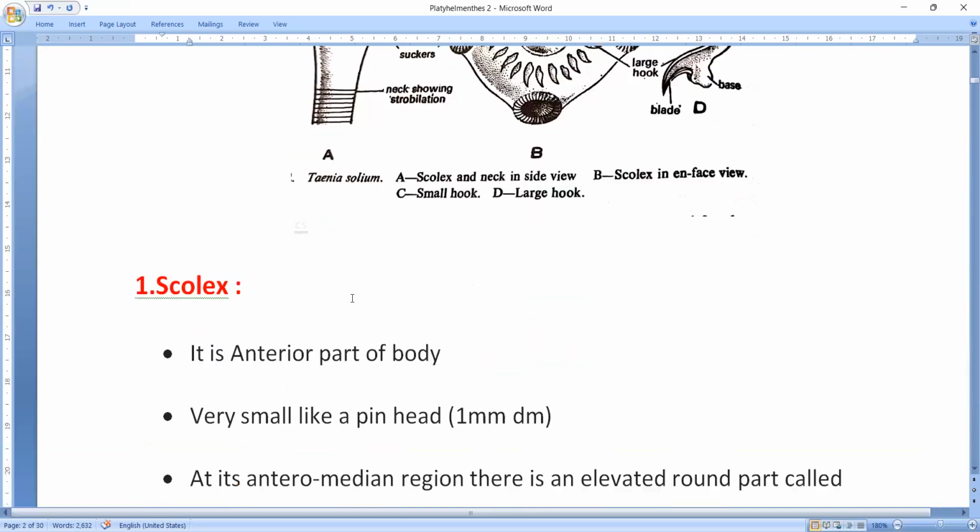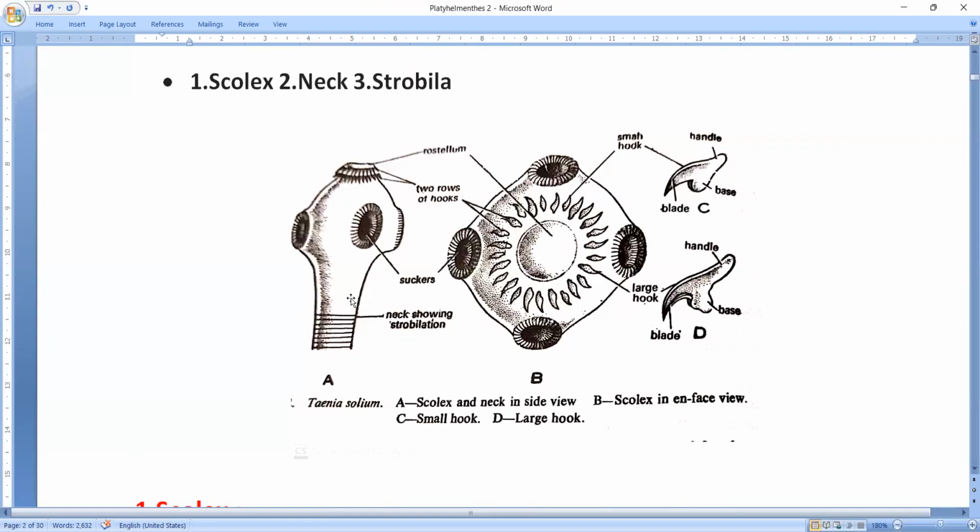This part is neck. Here, if you observe the scolex, the anterior part of the scolex is slightly elevated. That part is called rostellum, which contains two rows of hooks, which are chitin-made structures. You can see the hooks. Below the rostellum, four powerful muscular suckers are present. Both hooks and suckers are adhesive, attachment, hold-fast organs.